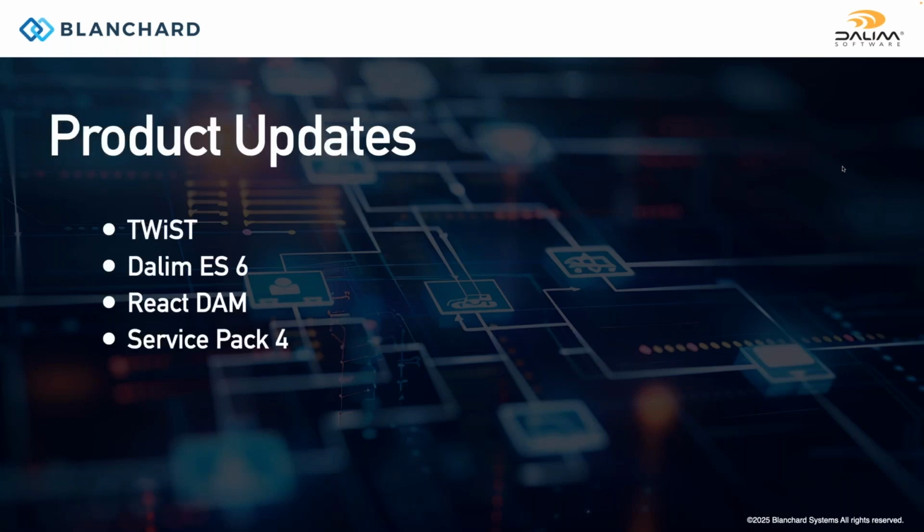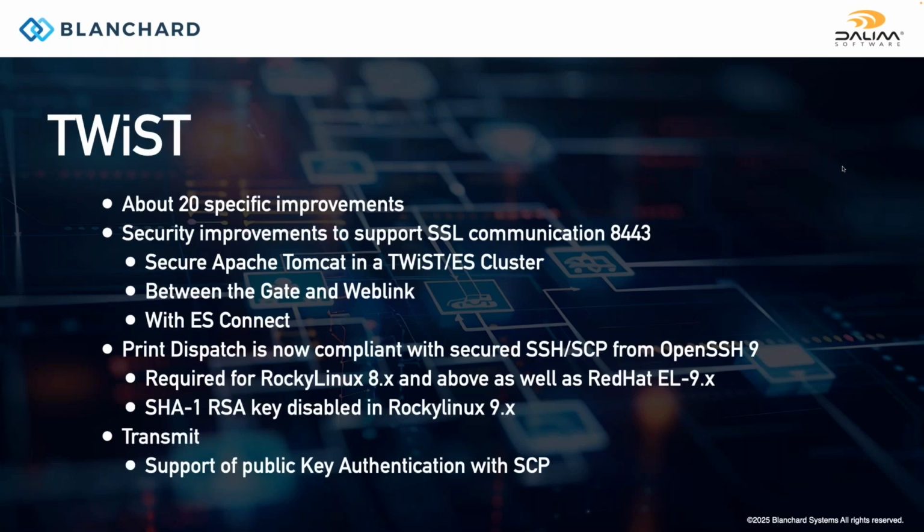The first thing I'm going to cover is some product updates: Twist, Dalim ES6, the React AM interface, as well as what's coming with Service Pack 4. For Twist specifically, there are over 20 specific improvements to the product. Dalim's always working on things like their normalization engine for converting files, as customers report issues with PDF files changing or InDesign versions changing and creating new problems. They're always creating those fixes and putting them out in builds as the year goes.